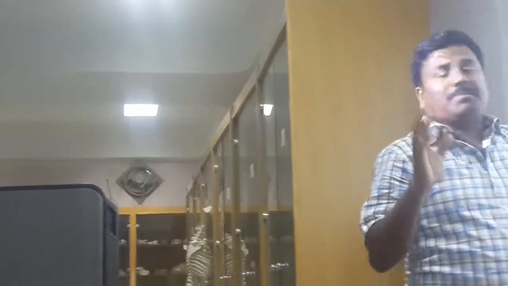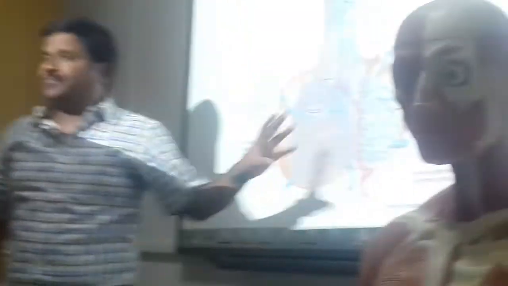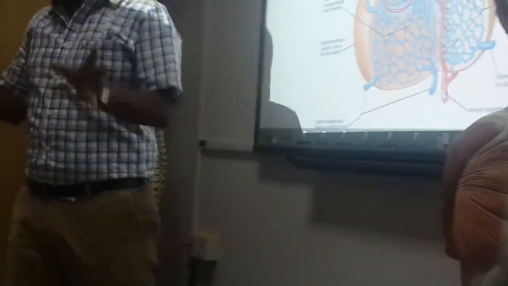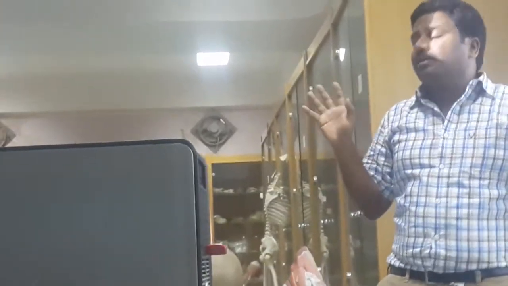Am I clear? So that is the blood supply of the pituitary gland through two vessels, which are branches from the internal carotid. What are they? Superior and inferior hypophyseal artery. And venous drainage is through the veins, which end in what, on either side of the pituitary? Cavernous sinus. Venous blood will enter into the cavernous sinus. Am I clear? This is about the blood supply.